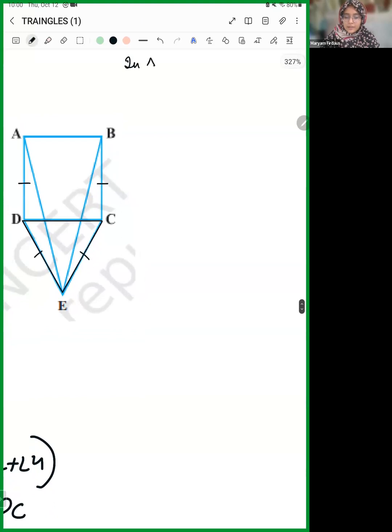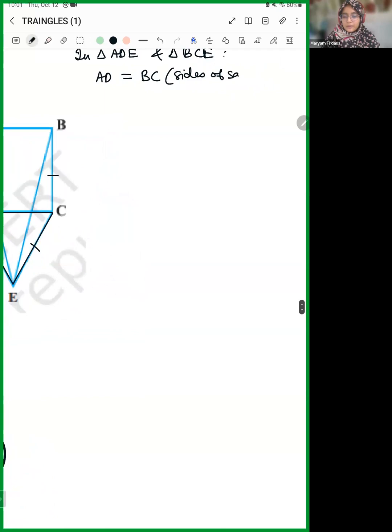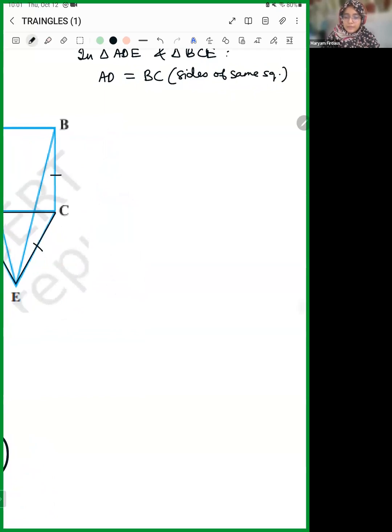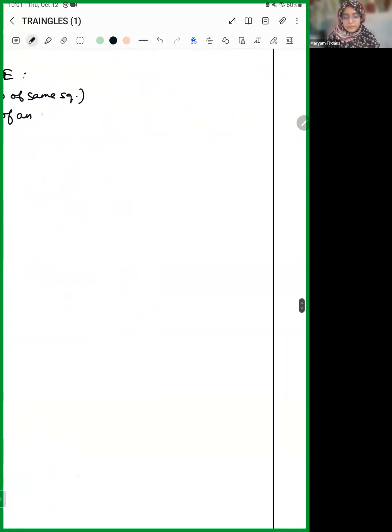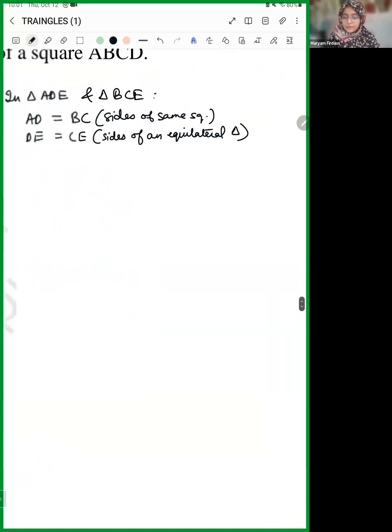In triangle ADE and triangle BCE, AD is equal to BC. Why? Because they are sides of the same square. Then DE is equal to CE. Why? Sides of an equilateral triangle.